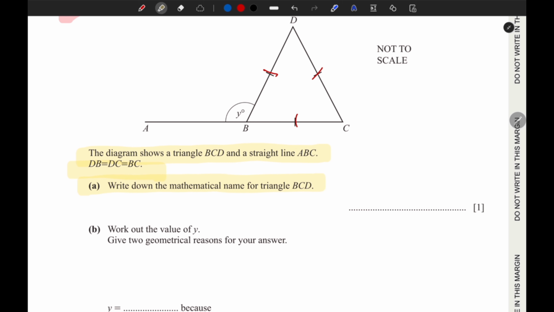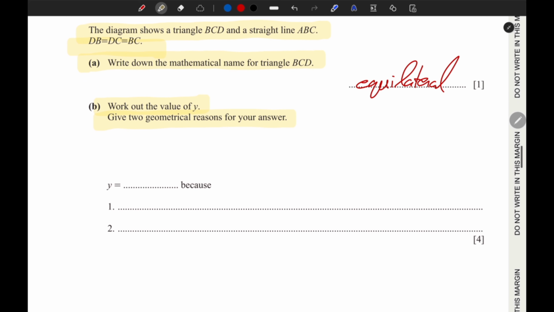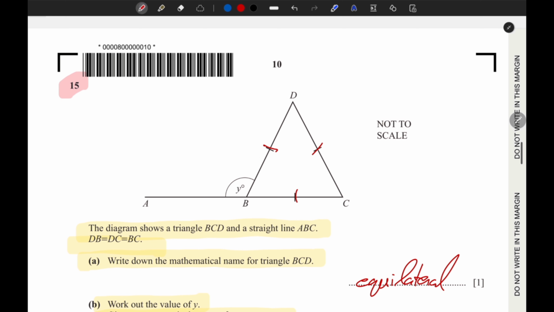So the mathematical name of the triangle is equilateral only. Equilateral triangle. Okay. Work out the value of y. Give two geometrical reasons for your answer. You have to work out the value of y and give two geometrical reasons for your answer. First of all, let's find the value of y.